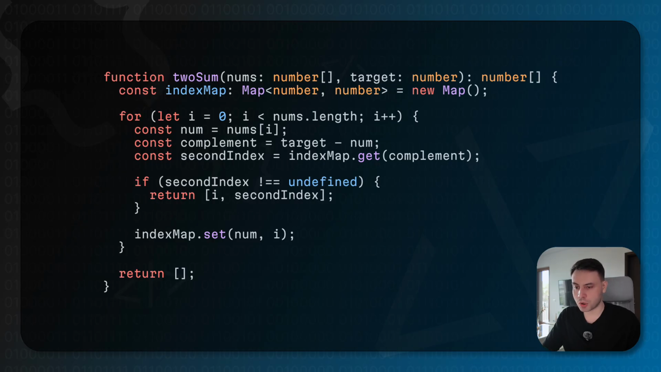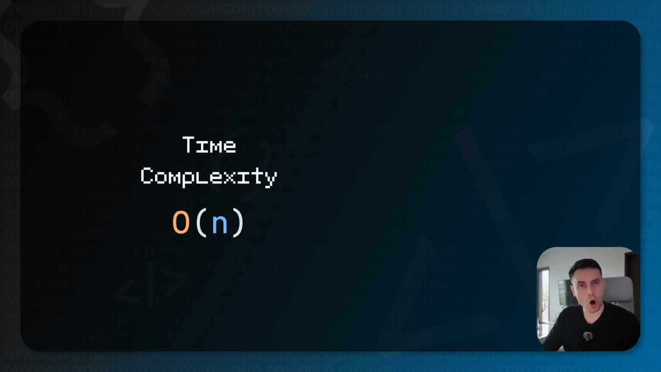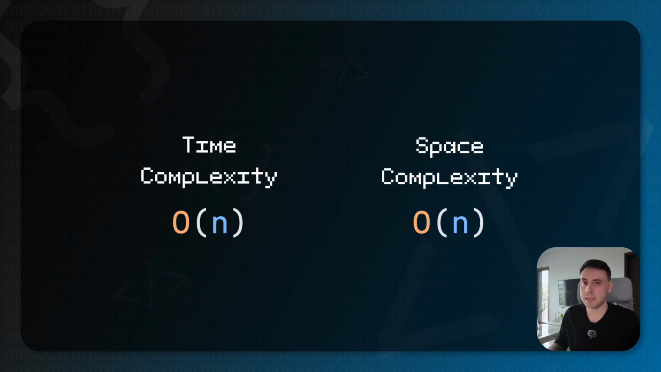The hash map approach checks all numbers in the array in the worst case. As a result, the time complexity is O of n, which is much faster than the brute force approach. On the other hand, the solution uses extra space for a hash map to store the indices of the numbers. In the worst case, the hash map will have n entries. That's why the space complexity is O of n here.